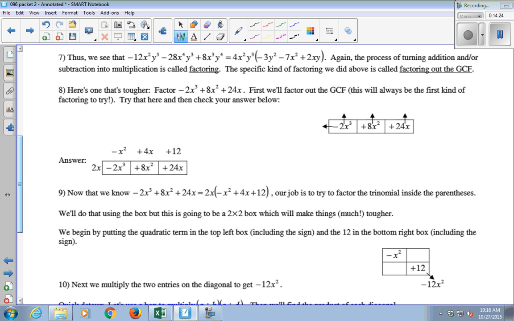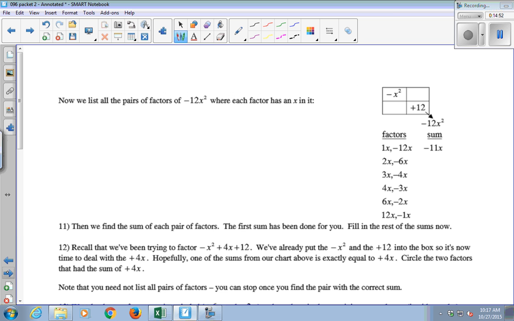All right, so let's do one more together, and then I'm going to have you try some problems on your own before we finish the demo. Okay, so I have -2x cubed plus 8x squared plus 24x. Actually, you know what? Let's stop here. We're going to stop for now. Pause. And I'm going to have you jump to the activities.